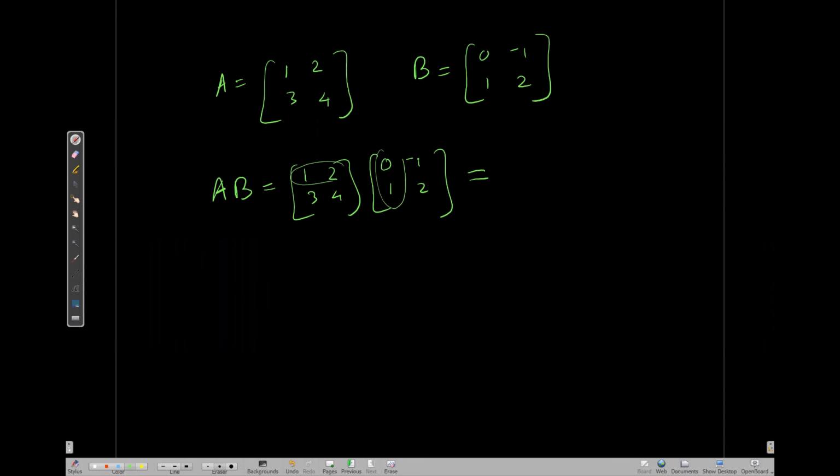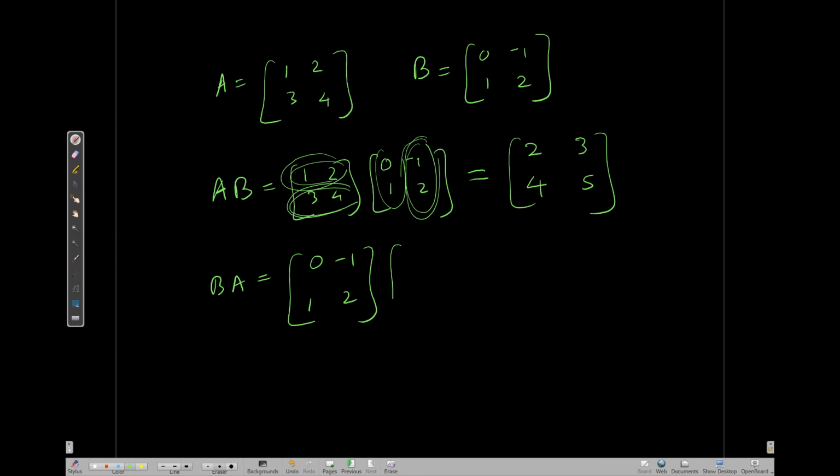this row with this column, so 1 and 0 is 0, 2 and 2 is 2, so you get 2. And this row with this, so negative 1 and 4, so 3. This row with this, 0, so 4. This row with this last column, negative 3 and 8, so 5. That's AB. How about BA?